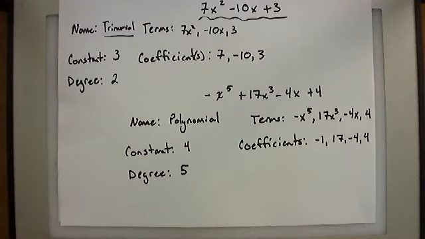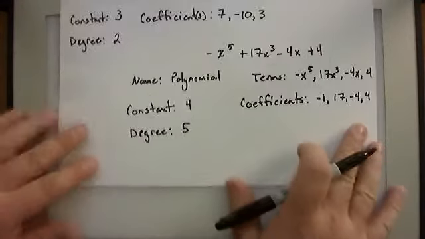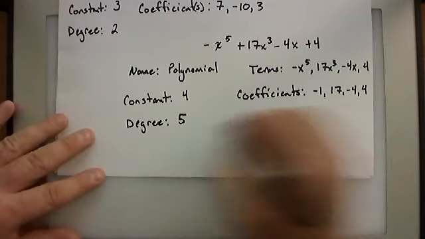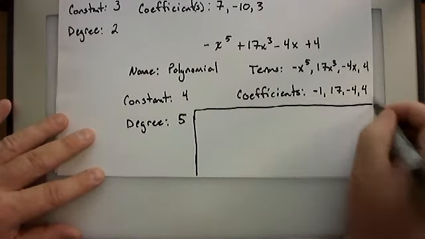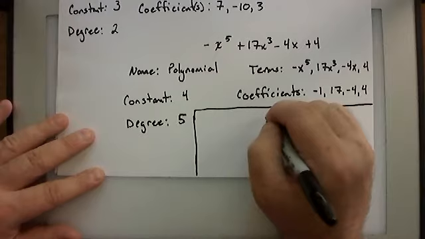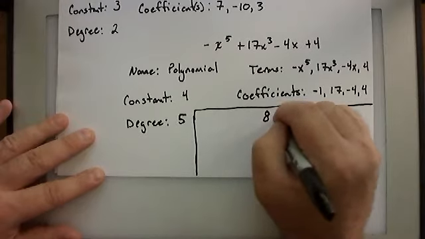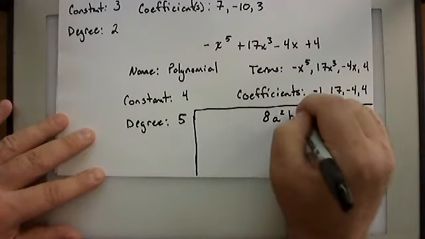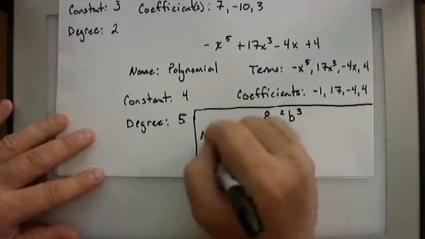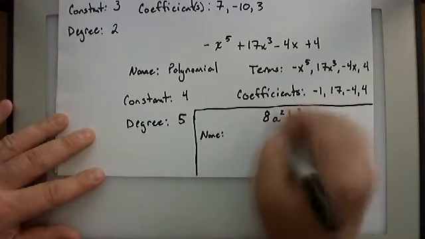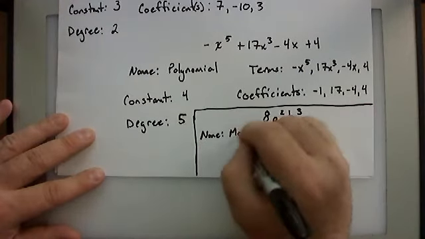Does that make sense? Let's do one more real quick. We'll squeeze it down here in the bottom. This is honestly the one that will cause the most problems. People get these, no problem. Then I give them something like this and it really throws them off. Let's say I gave you 8a squared b to the 3rd. That's it, 8a squared b to the 3rd. What would the name be? Well, this one only has one piece, so this would be a monomial.